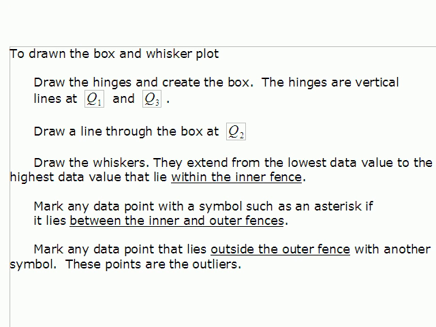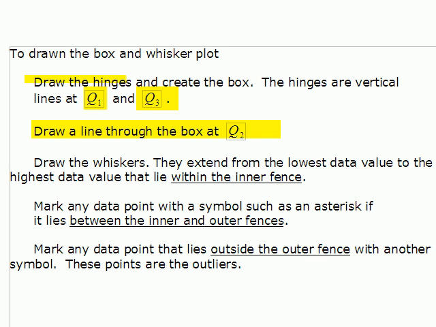Now you can use this information to draw the box and whisker plot. Q1 and Q3 are called hinges. So you draw hinges, which, if you're doing a horizontal box and whisker plot, are vertical. If you're doing a vertical box and whisker plot, these hinges are horizontal. Those are just the edges of the box. That creates the box by connecting those hinges up. Then you draw a vertical line through the box at Q2.